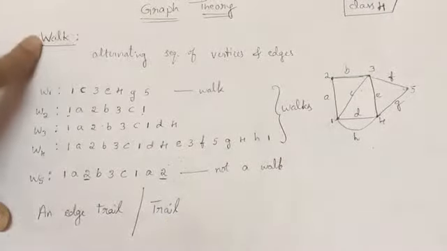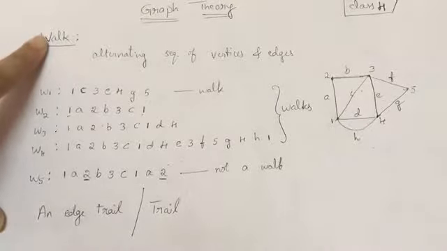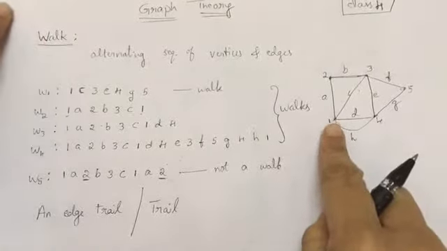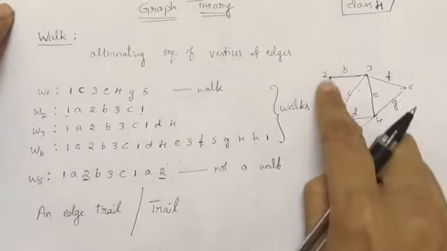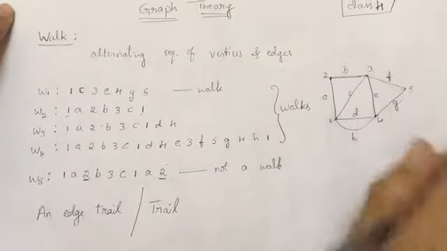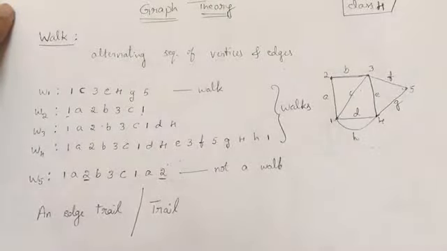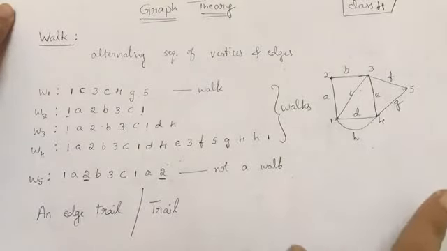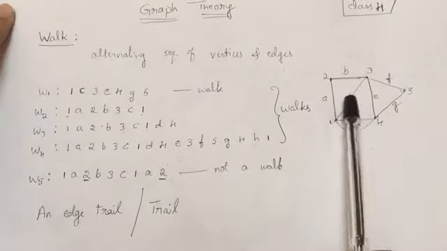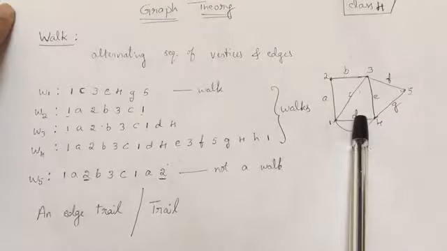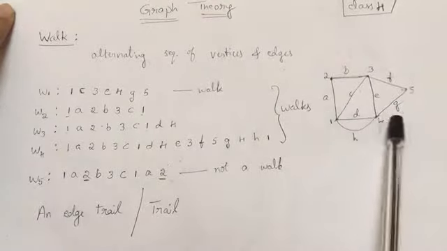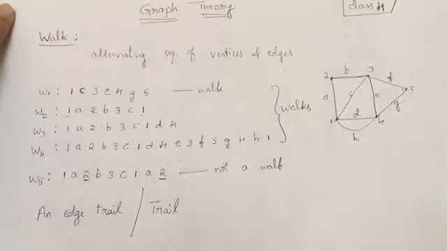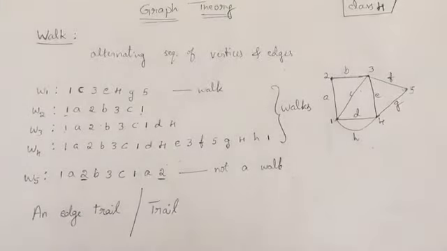I repeat the definition of walk. Walk is a finite alternating sequence of vertices and edges which starts and ends with vertices such that each edge is incident with the vertices preceding and following it, where no edge appears more than once.